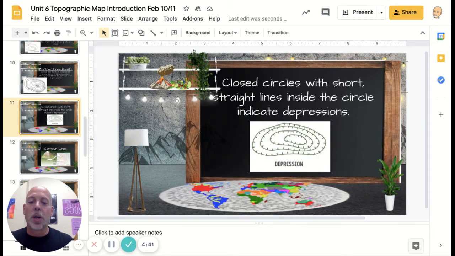Closed circles with short, straight lines inside the circle indicate depressions. So see, this is a mountain, and this is the top of the mountain, and we work our lines outward, which is going downhill. But as you can see, these little short lines inside show a depression, which means it may have a bit of a sinkhole or some other type of depression at the top of that mountain.